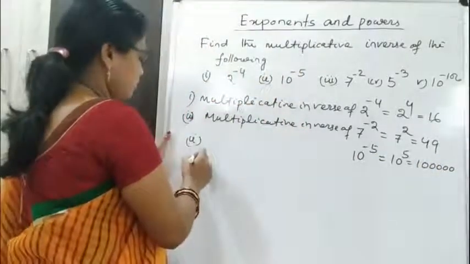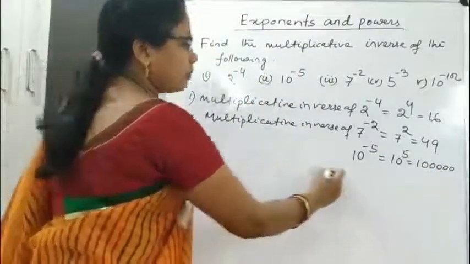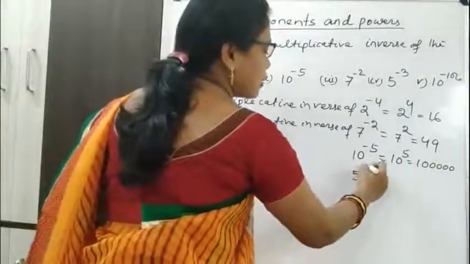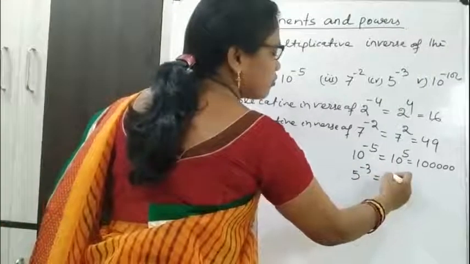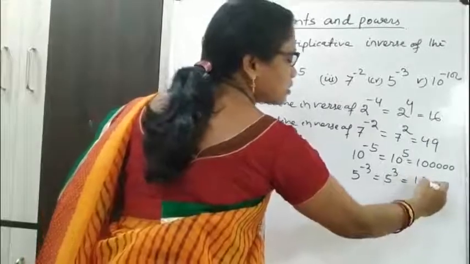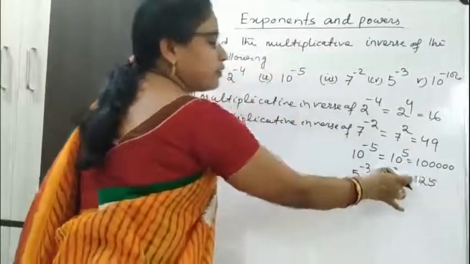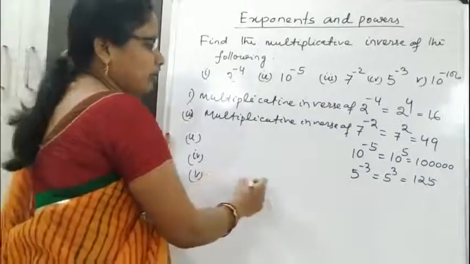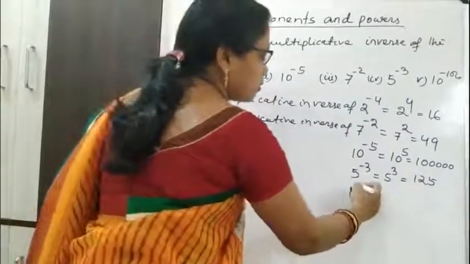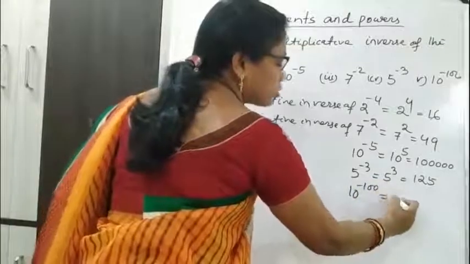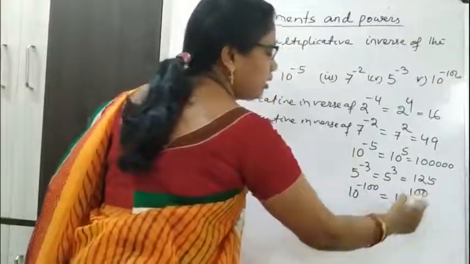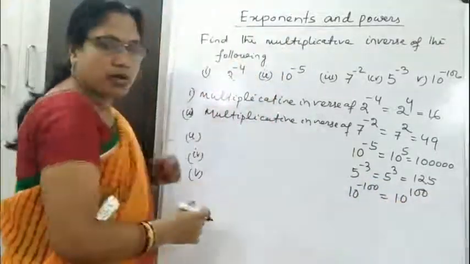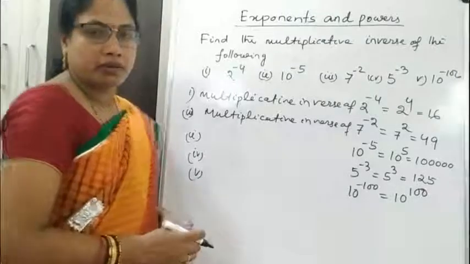So then bit 4. Multiplicative inverse of 5 to the power minus 3 is equal to 5 to the power 3. So this is equal to 5 into 5 into 5, that is 25. So then fifth one, multiplicative inverse of 10 to the power minus 100. So this is equal to 10 to the power 100. So in this way you can find the multiplicative inverse.